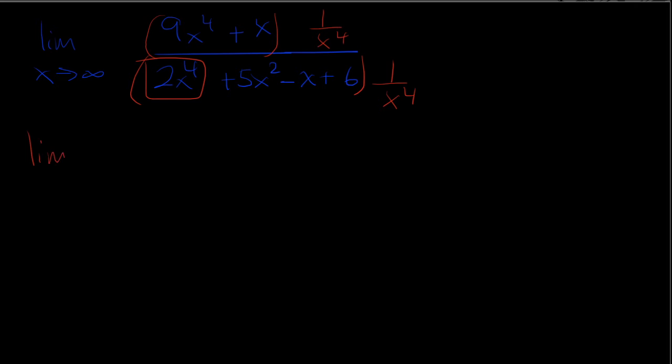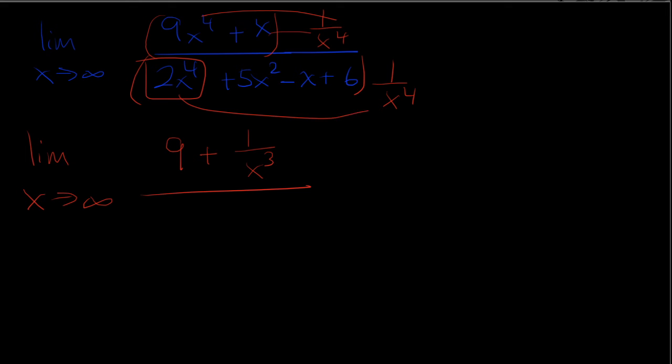I'm left with the limit as x approaches infinity. Now the 9x to the 4th and the 1 over x to the 4th, the x to the 4th will cancel. I'll be left with 9. And x over x to the 4th is just 1 over x cubed. On the bottom, the x to the 4th will cancel, so I'll have 2.